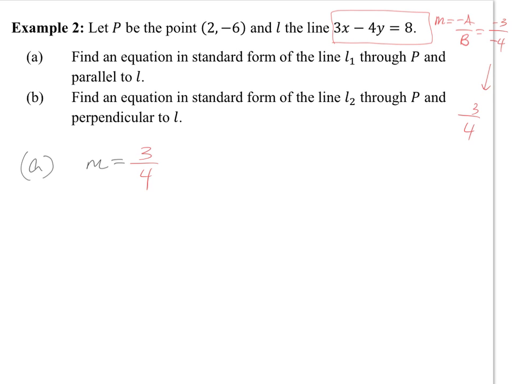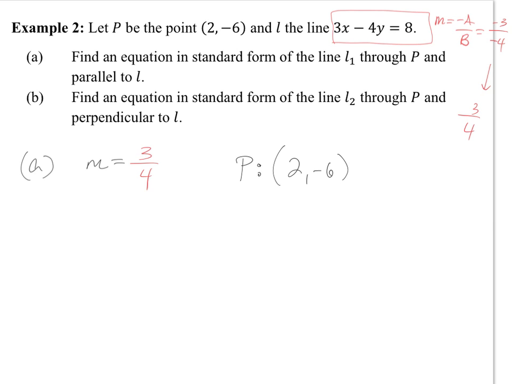What else do we know? What else do we know about this line? That's the slope of the line. What else? We need something else. Slope is not enough to give me an equation of a line, ever. I need something else. Hannah? It needs to go through the point 2, negative 6. Yeah, it's got to go through the point P, which is 2 comma negative 6. Again, read what it says in part A. Find the equation of a line in standard form L1 through P and parallel to L.